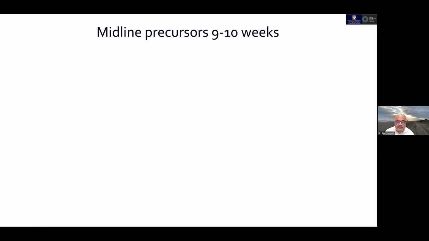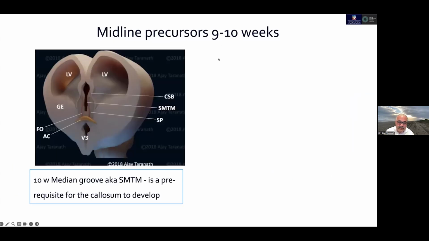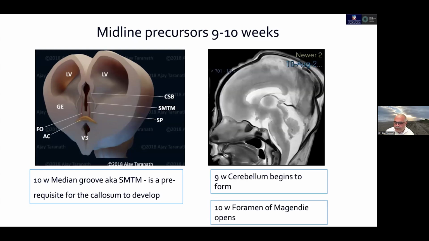Now that brings me to the last few slides. Start off with midline precursors. They develop at between 9 and 10 weeks. The midline precursor is called the median groove, or sulcus medianus telencephali medii, SMTM for short. It's a prerequisite for the corpus callosum to develop.